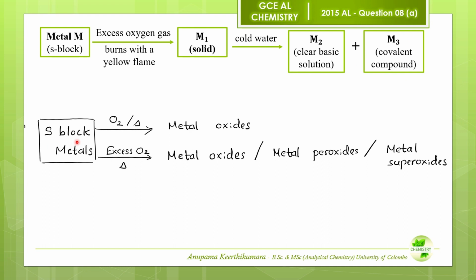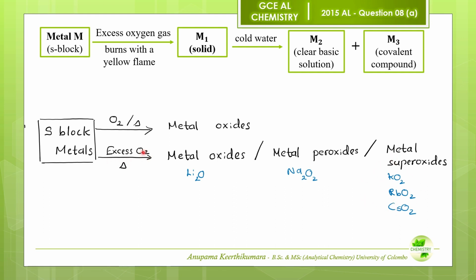When S block metals are reacted with or burned in oxygen gas, they produce the respective metal oxide. But when these metals are burned in excess O2 gas, the products vary. With excess oxygen, lithium converts to lithium oxide as previously. But sodium gives the peroxide as the main product. Potassium, rubidium and cesium give the metal superoxide as the main product.